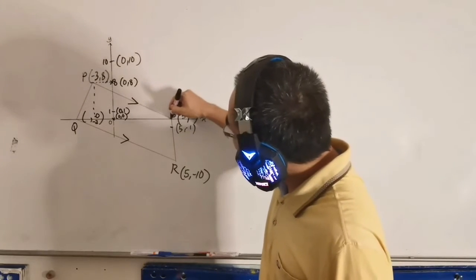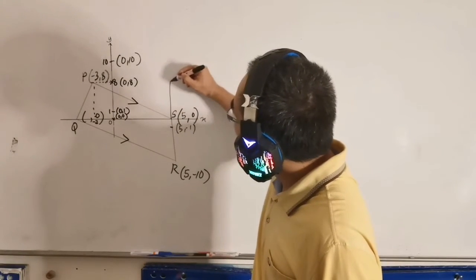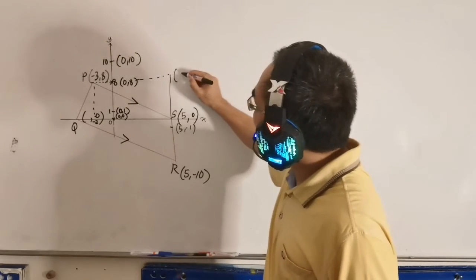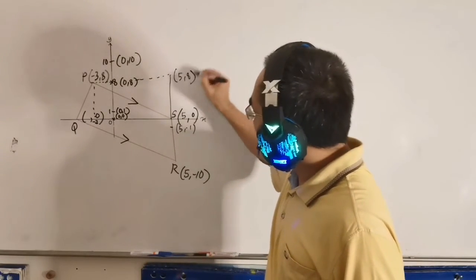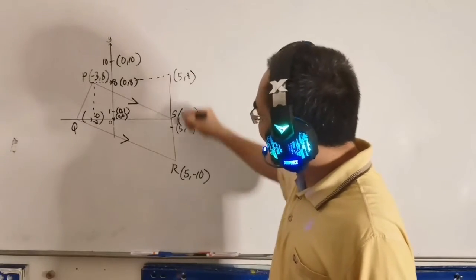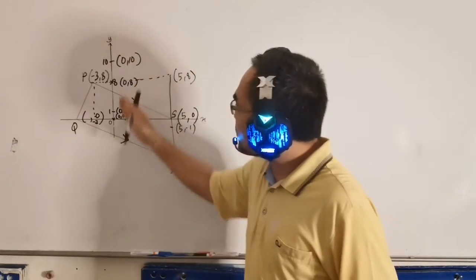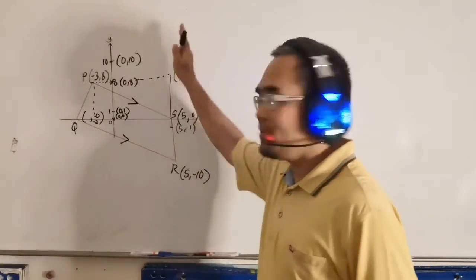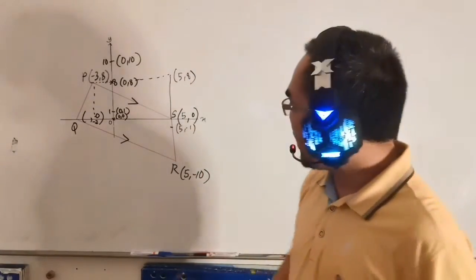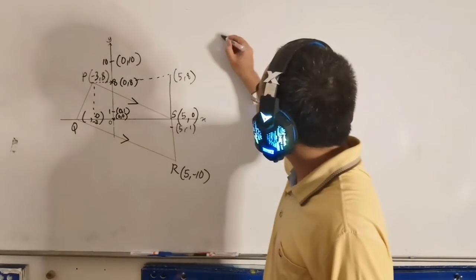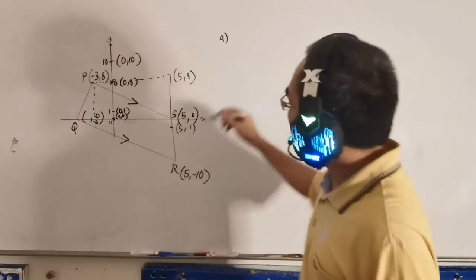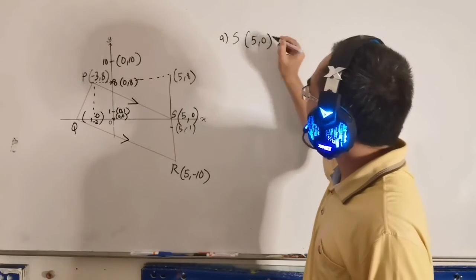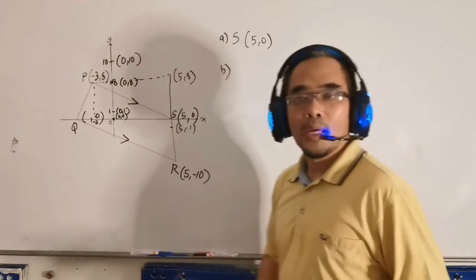So if I extend the line, it will be parallel to this one, so here will be (5, 8). What is important about this line that is parallel to the y-axis? The values of x are constant. They are the same. Okay, so the answer for A, what is the coordinate of S? That is (5, 0).